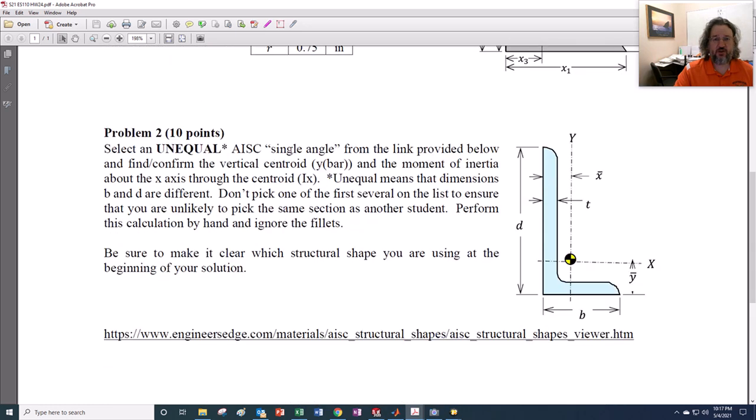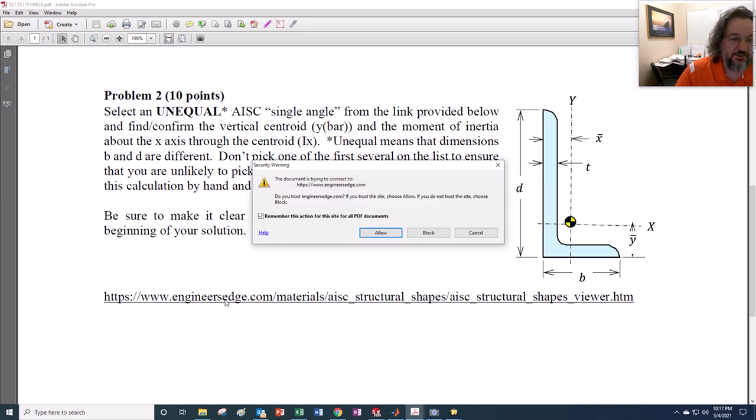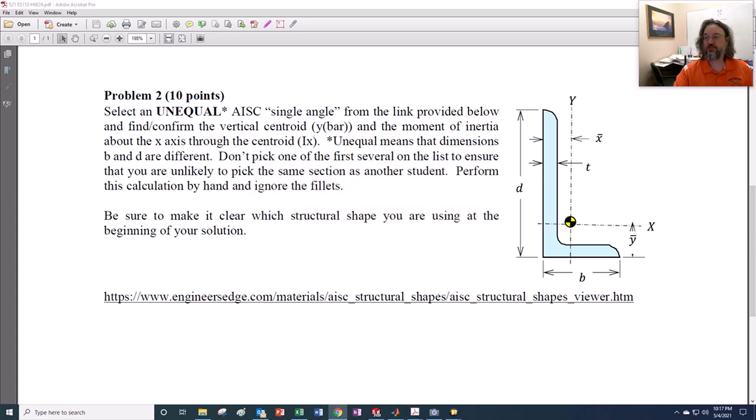Here's the last problem of the semester. We have an unequal angle iron that we're going to select, and we want to check out the vertical centroid and find the moment of inertia about the x-axis that passes through that centroid. So let's go to here and check him out.